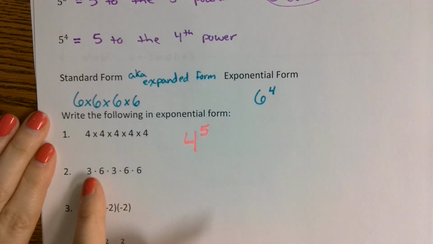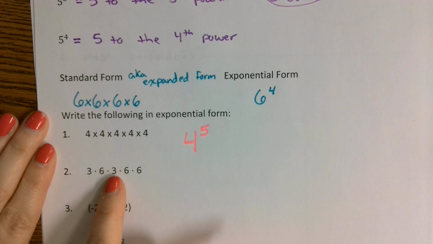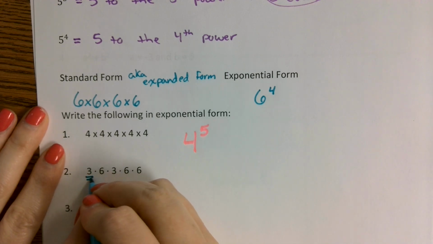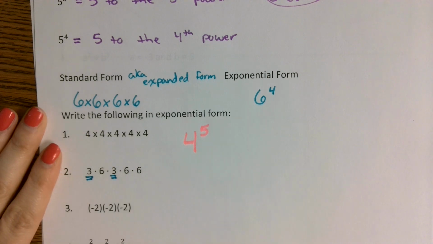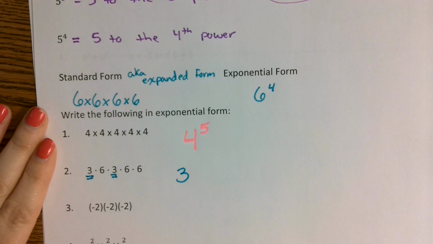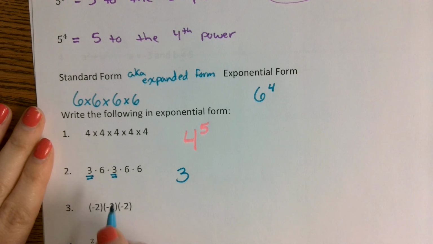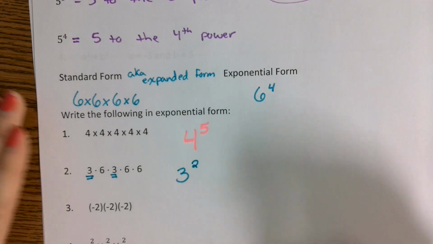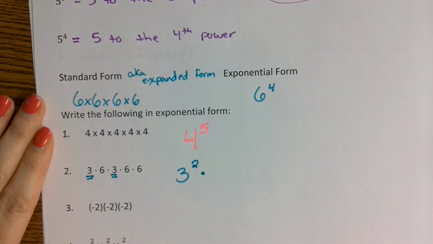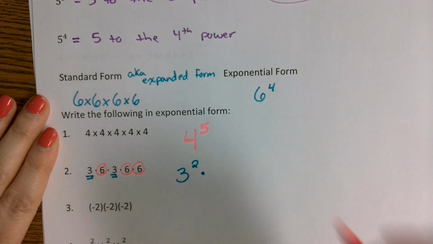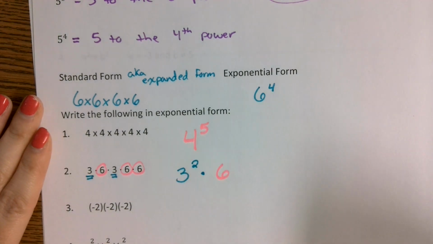For problem 2, we have 3 times 6 times 3 times 6 times 6. So I have several bases. I have 3 as a base, and what would the exponent be? How many 3's do I have? 2. So it'd be 3 squared, or 3 to the second power. And then I also have these 6's. 6, 6, and 6. So it's 6 to what power?